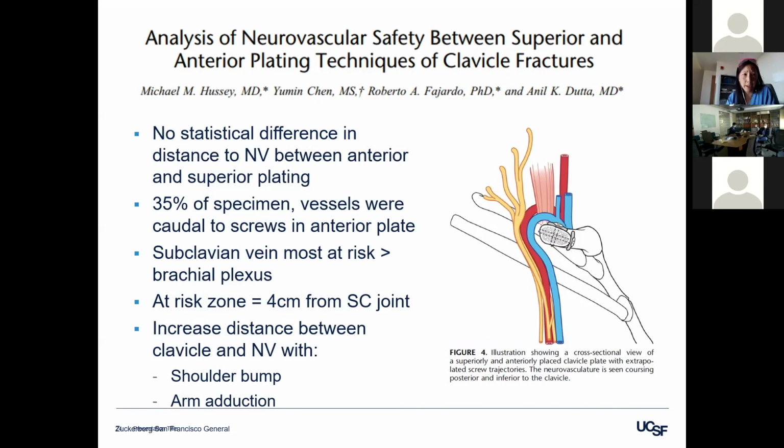You can add a bump underneath the shoulder itself, not necessarily the scapula, because the idea is you want the scapula to be protracted, so tilted more forward to put the neurovascular structures away. If you put a bump underneath the scapula, then you're retracting it and actually bringing the neurovascular structures closer. The other thing you can also do is put the arm in adduction, which also would bring the neurovascular structures further away from the clavicle.